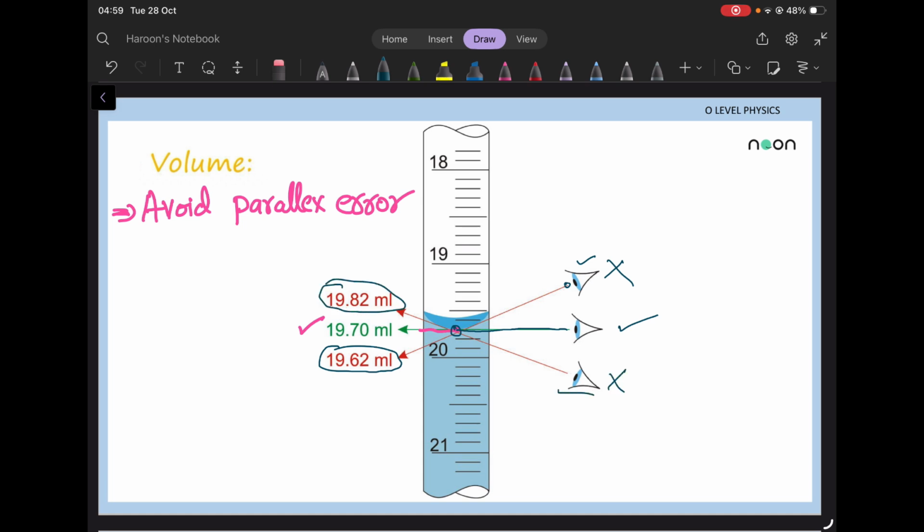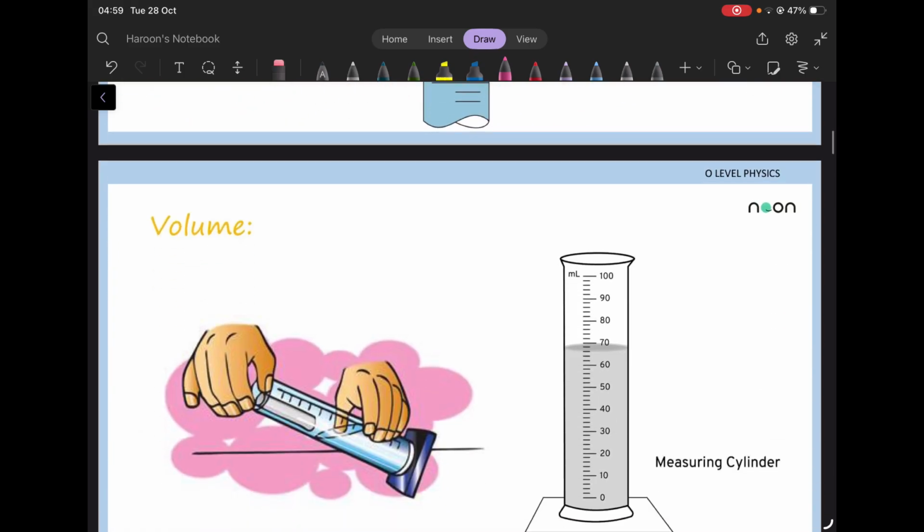So your eye should be level with the reading that you're taking. We must always avoid the parallax error whenever we are taking a reading. It doesn't matter whether it is volume or a meter rule reading, we must avoid parallax error so that your eye is level with the reading. Basically, it always makes a perpendicular or 90-degree angle with the scale that we are measuring with. So we have a 90-degree angle, you can see. So your eye should be level with the reading.